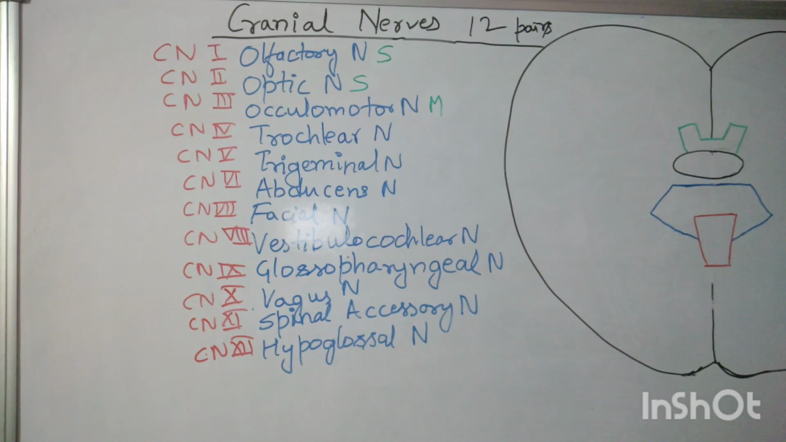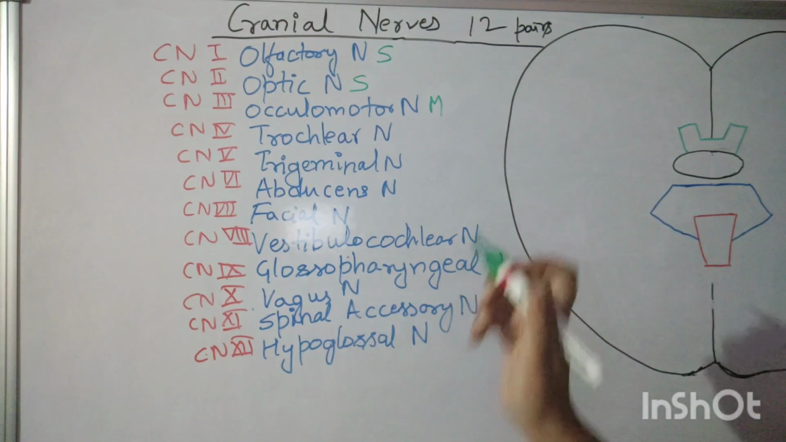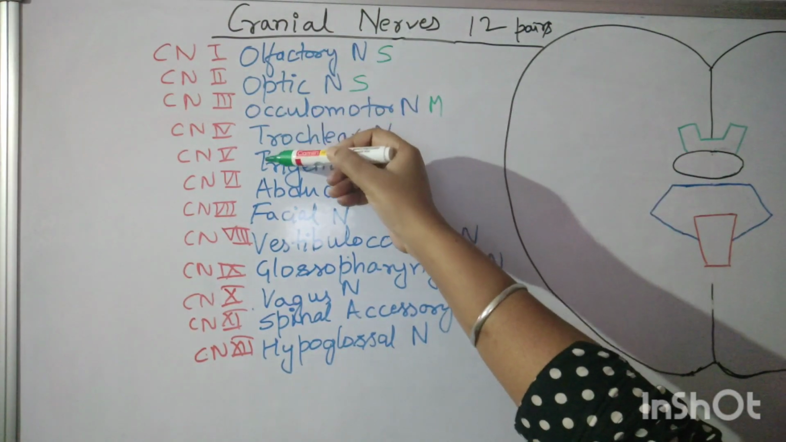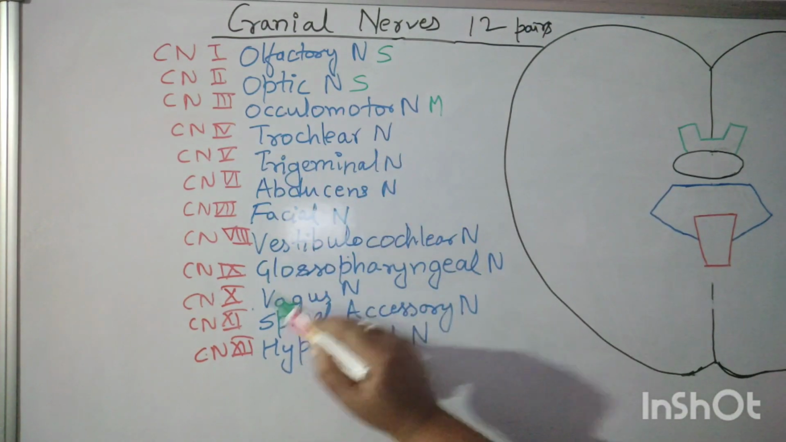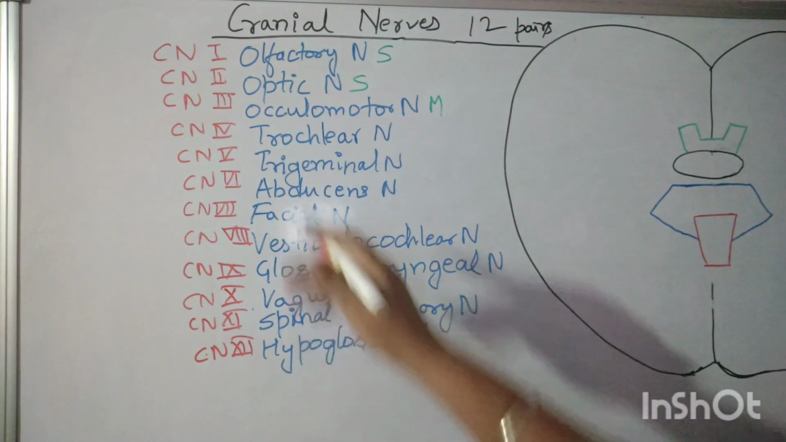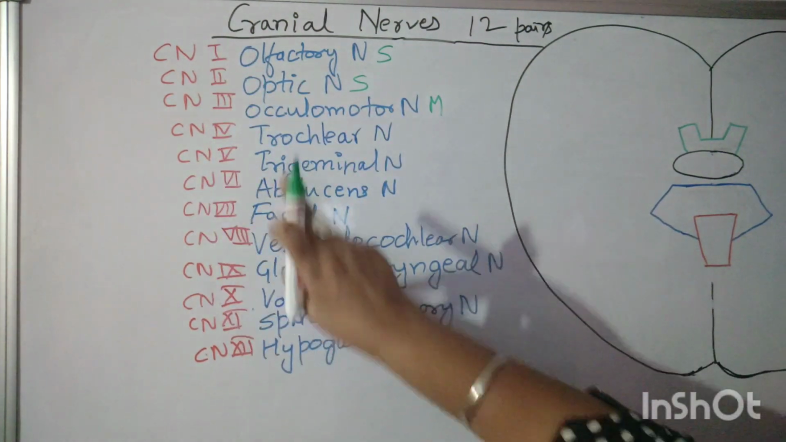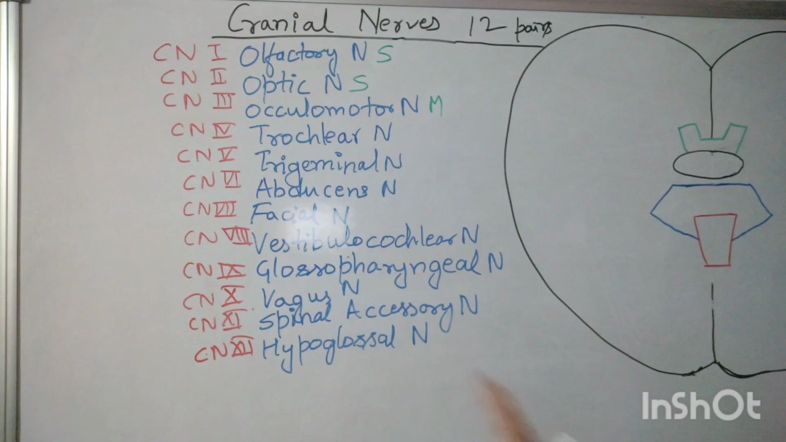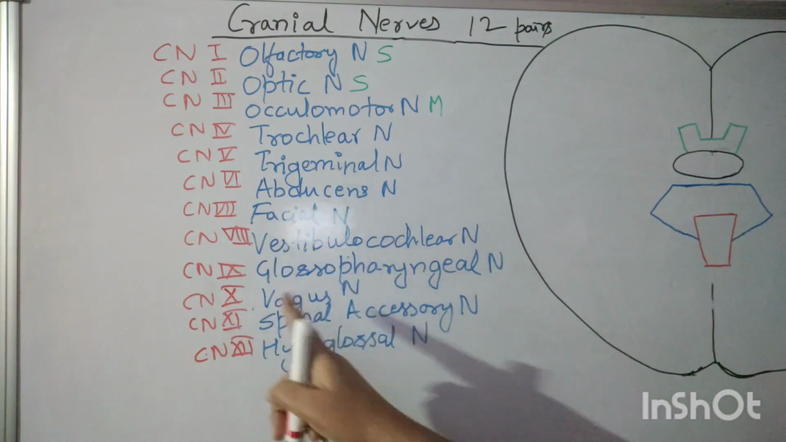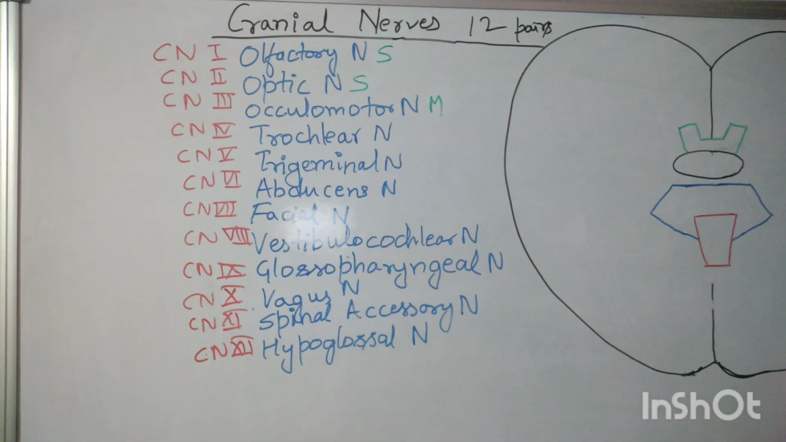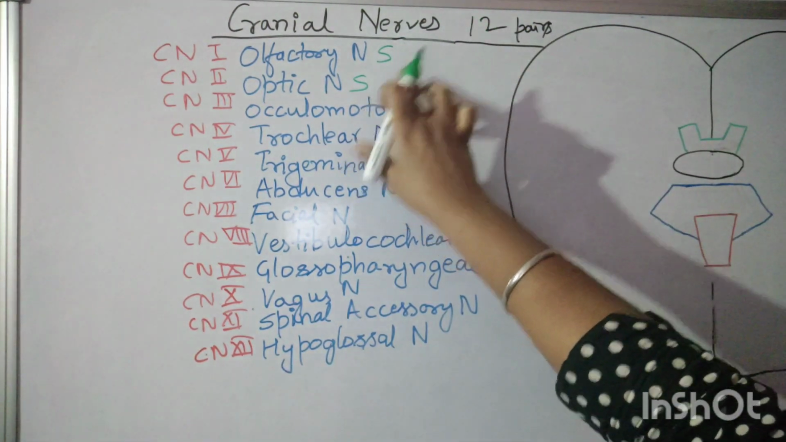Now we will see which nerve is sensory, which is motor, and which is mixed, meaning which will perform dual action. So I have made a small code. See, O O O, T T A F V G V S H. I remember it like this: O O O means 3 times O, 2 times T, A F, then V G V S H. You can make any type of mnemonics which suits you. I made this, and also SS.